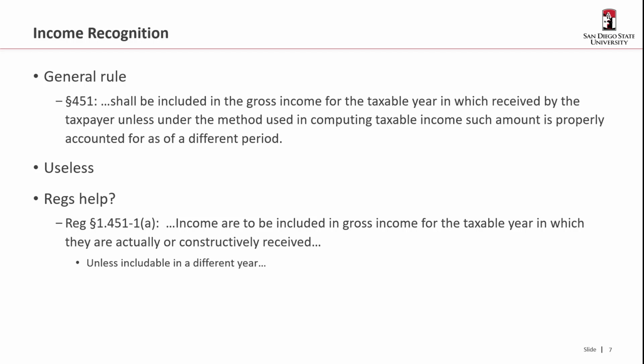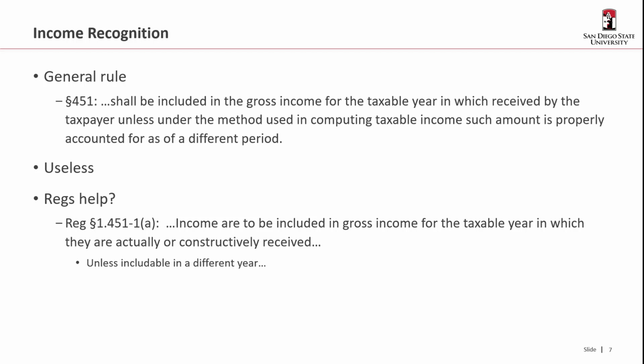Okay, so you're supposed to include it in income when you receive it, unless the method used to compute taxable income says to account for it in some other period. And I view that as basically useless. That really doesn't help us at all. Because that's like saying, well, you should include it in the year you receive it unless you're supposed to include it in a different year. Oh, thanks. Appreciate that. So maybe the regs are here for some help.